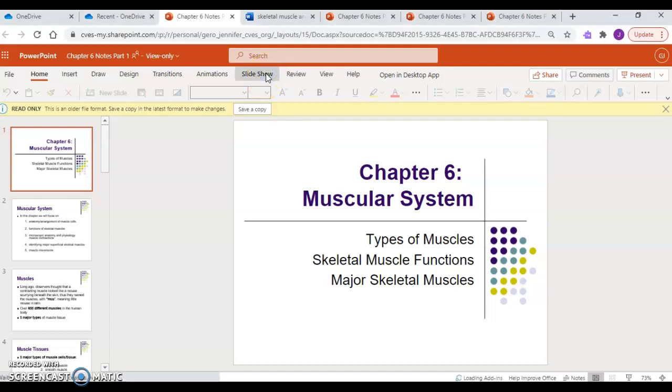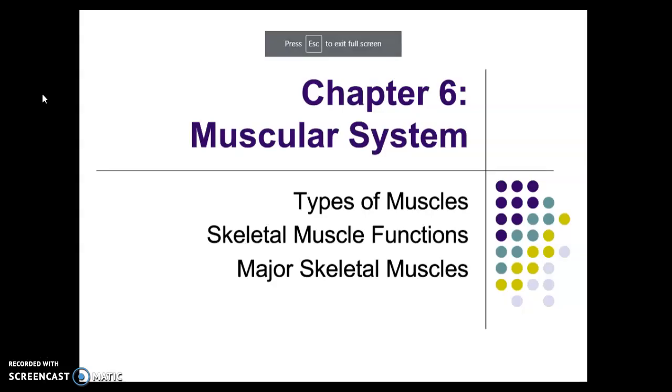All right, let me pull up. This is Chapter 6 Notes, Part 1. We're going to be talking about types of muscles, skeletal muscle functions, and major skeletal muscles.